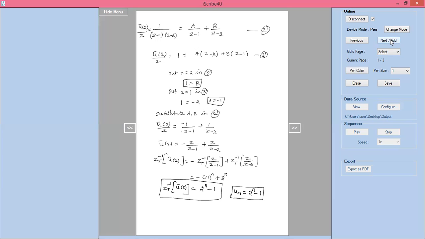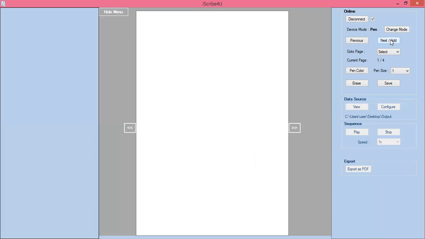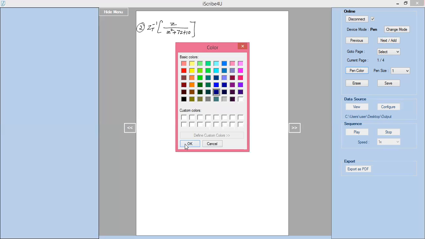Next, one more problem we will do. Z inverse of z divided by z square plus 7z plus 10. Right, so this is the next question. How do you simplify this? Using the partial fraction concept.